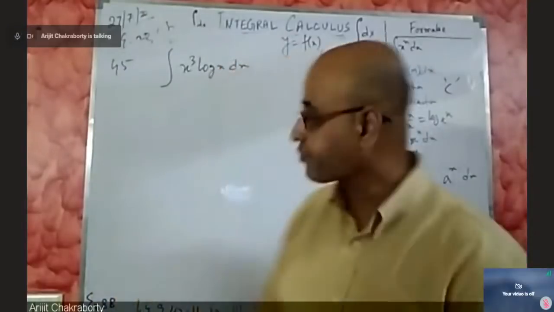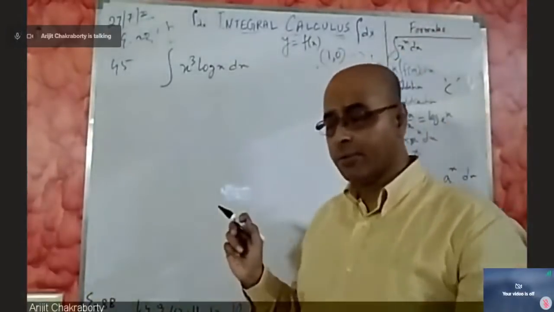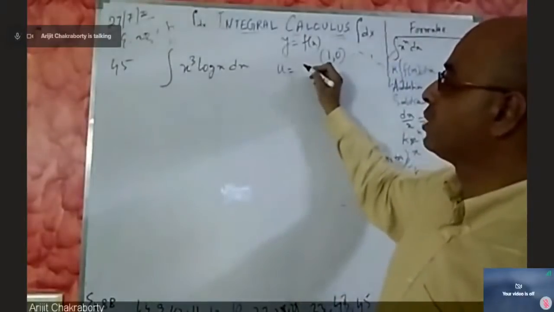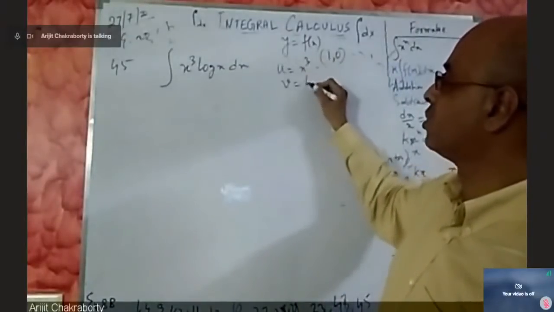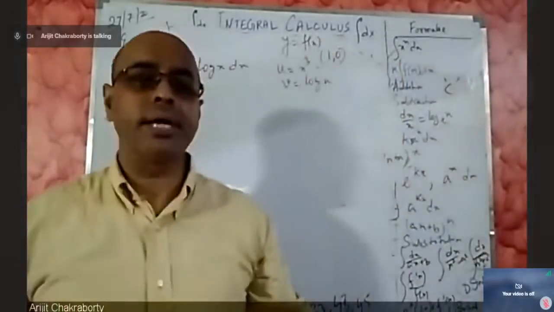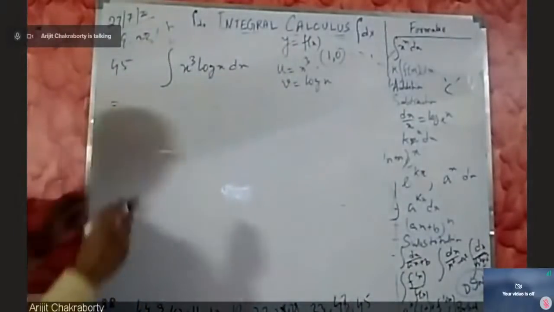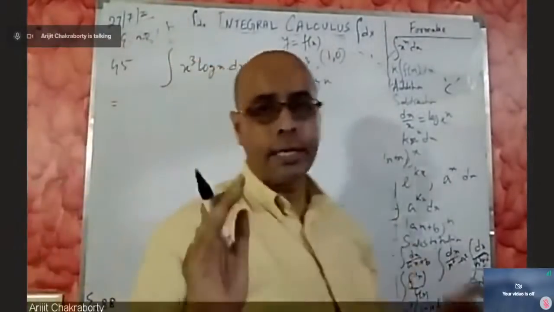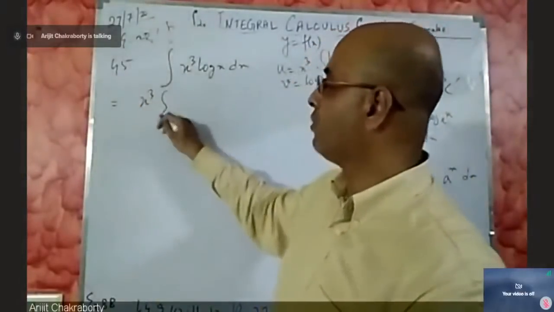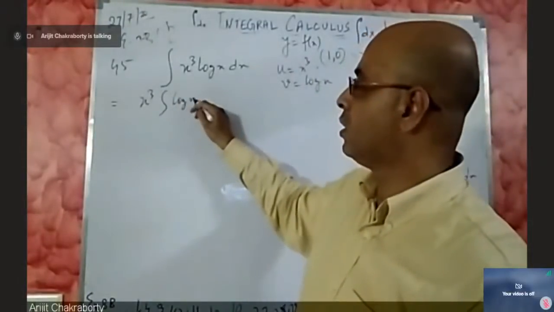So what we do? We will take here log x as the second function and x cube as the first function. So u equal to x cube, v equal to log x. Okay? So we will carry out integration by parts and let us see what happens. Integration by parts means I will first keep u outside. So u will be outside. So x cube. I will first integrate log x dx.